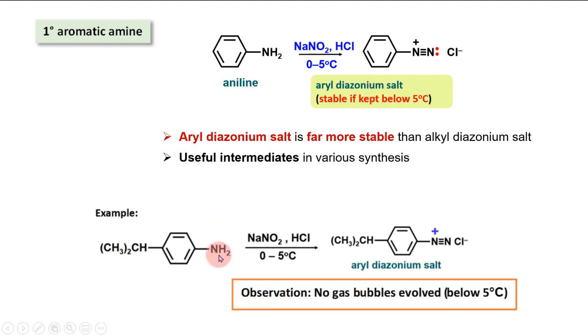So for example, over here you can see this nitrogen is directly attached to the benzene. Therefore, this is a primary aromatic amine. So when it undergoes the nitrous acid test, you're going to get this diazonium salt. The observation is different from the aliphatic amine: no gas bubbles evolve below 5 degrees Celsius. You must state the temperature, because if it's beyond 5 degrees Celsius, you are going to see gas bubbles. In other words, if you heat the solution, it's still going to break down to form nitrogen gas.